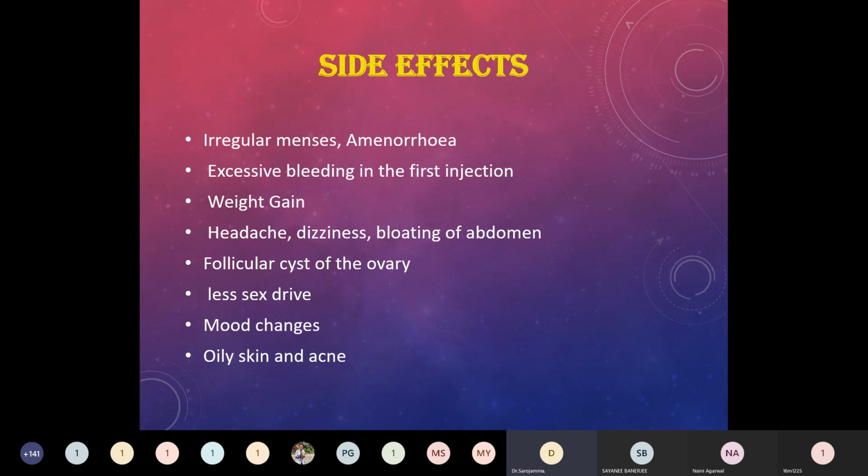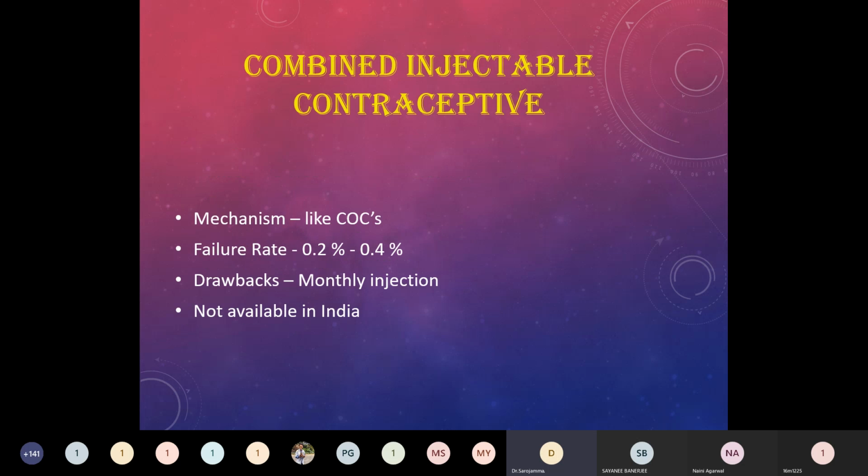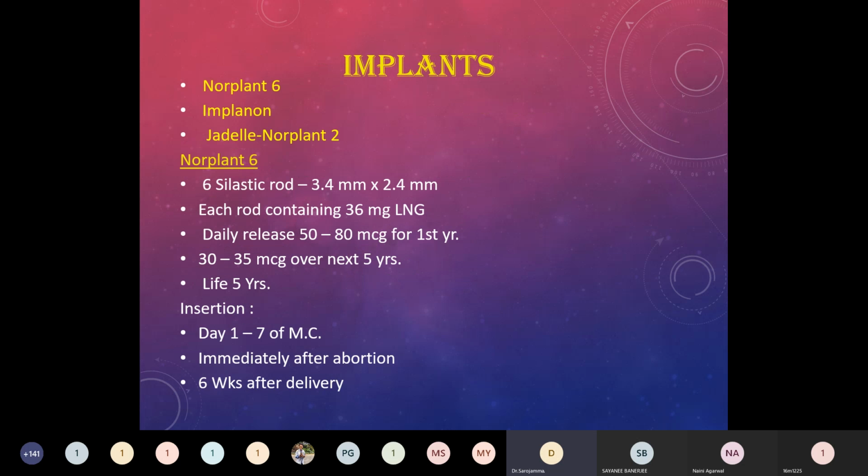Irregular menses, breakthrough bleeding, spotting are common. In the long run, they may have amenorrhea, excessive bleeding with the first injection, weight gain, headache. And not to forget follicular cyst of the ovary, mood changes and oily skin. These are very, very important to remember with the progesterone preparations. And combined injectables, these are not available.